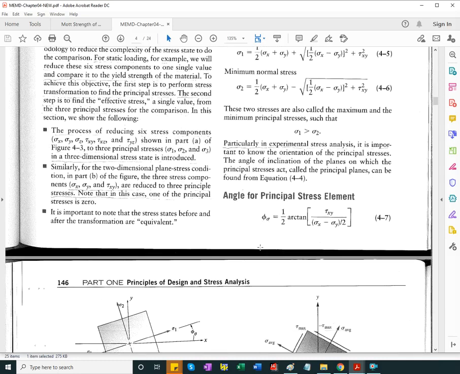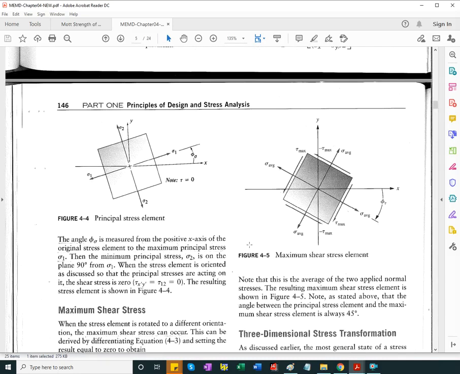And here it shows the example of what is called a principal element. It is a principal element because I have maximum normal stresses and there's no shear stress. So very important, on the principal element where we have principal stresses, there's no shear. So again, simply by rotating the element, we can find the orientation of the element, an angle phi sigma, where there's no shear.